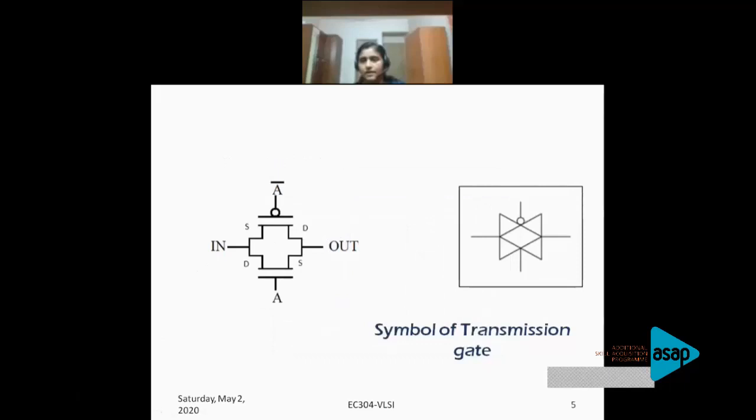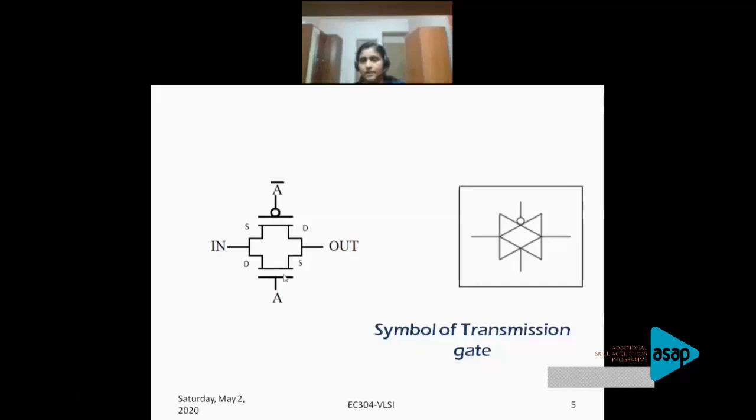Now imagine the other case where A is 0. When A is 0, the gate terminal of the NMOS is at 0 potential, and the gate of the PMOS is at A bar, which is 1. So you have 0 at the gate of the NMOS and 1 at the gate of the PMOS. Both the transistors are off. In that case, the output is disconnected from the input. You cannot say what the output is, and normally you call that a high impedance state. That is the basic working of a transmission gate.